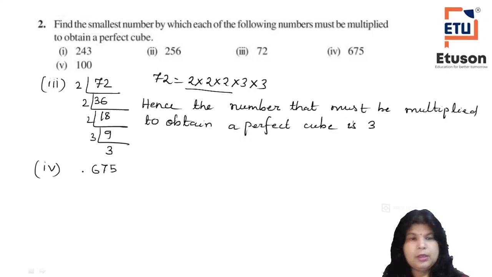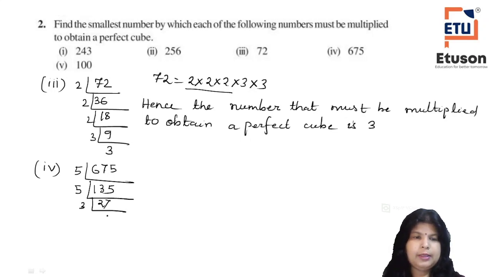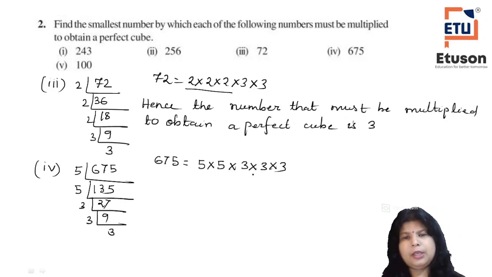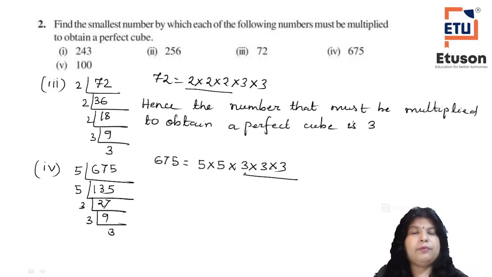675. Okay. So divided by 5 you get 135. Divided by 5 you get 27. 3 you get 9, 3 you get 3. So 675 is nothing but equal to 5 into 5 into 3 into 3 into 3. Form the set of 3. So as you can see, there is one 5 less to form a set of 3 numbers in case of factor 5. Hence the number you have now is not a perfect cube. In order to obtain the perfect cube, the number to be multiplied is 5.